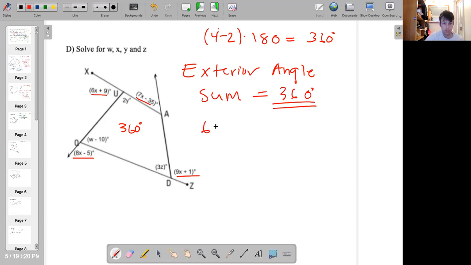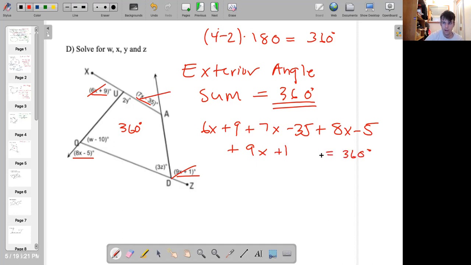So to solve this one: 6x plus 9, it's this one, plus 7x minus 35, plus 8x minus 5, plus 9x plus 1. And that's going to equal 360. And now I wrote this equation weird. I just kind of ran out of space.